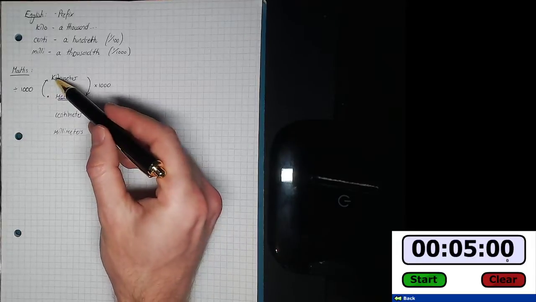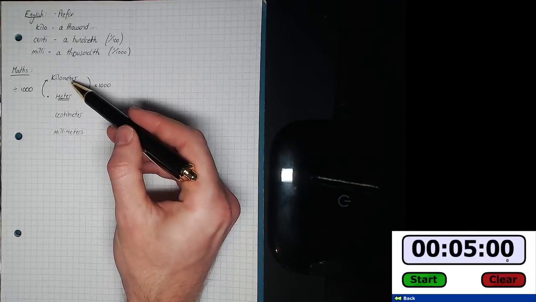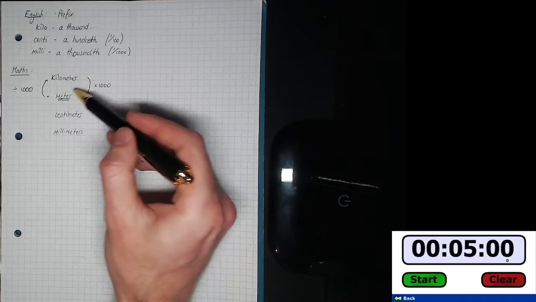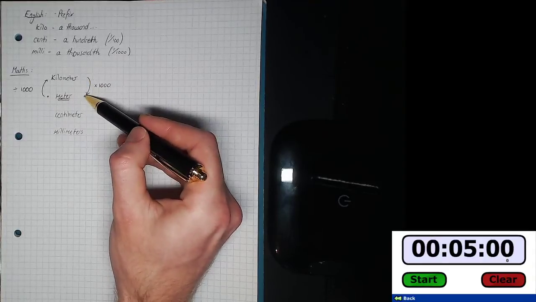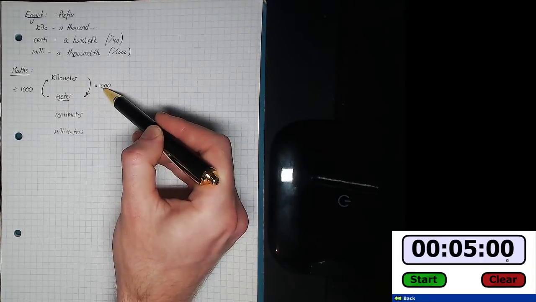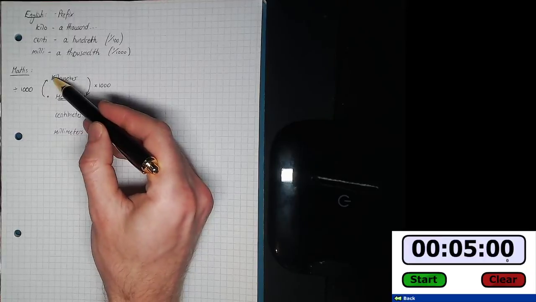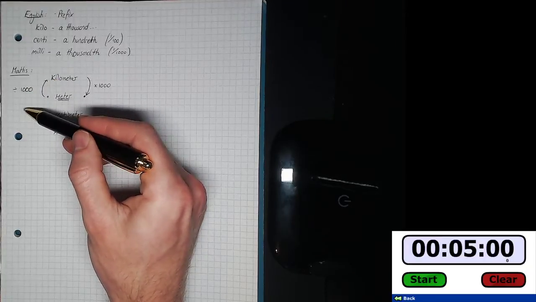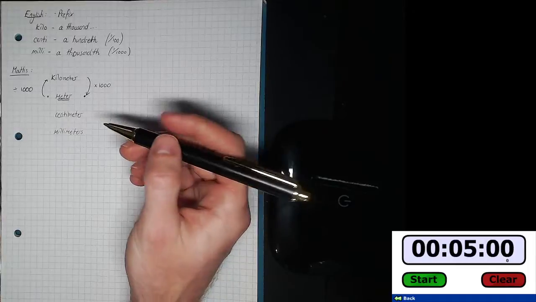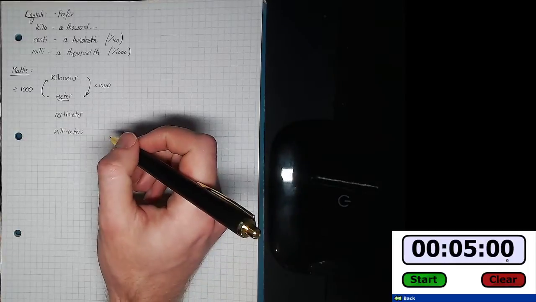So a kilometer is 1,000 meters. So that would mean that to go from kilometers to meters, I would times by 1,000. To go from meters to kilometers, I would do the opposite. I would divide by 1,000.